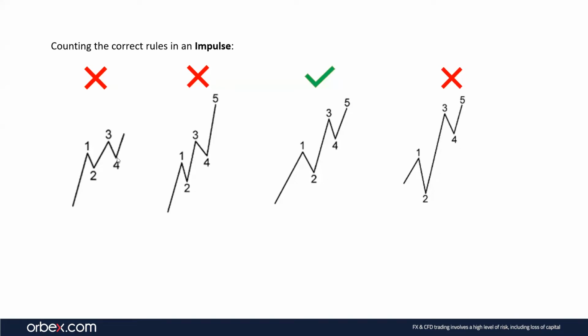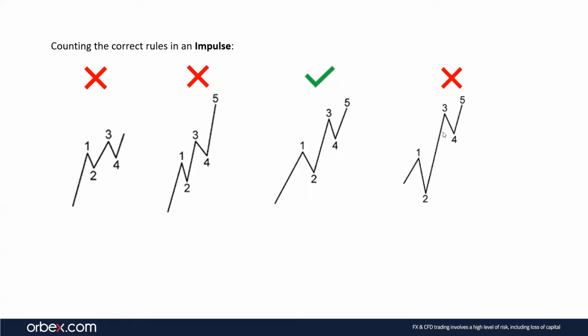In our last diagram, it started in wave 1. However, it didn't end. So wave 4 cannot end in the territory of wave 1. So this is cancelled. The second diagram, as you can see here, wave 3 is the shortest wave. So we've got a very big wave here on the 5th leg, and the first leg is quite big. But as you can see here, the 3rd wave is the smallest. So this is not acceptable in an impulse.